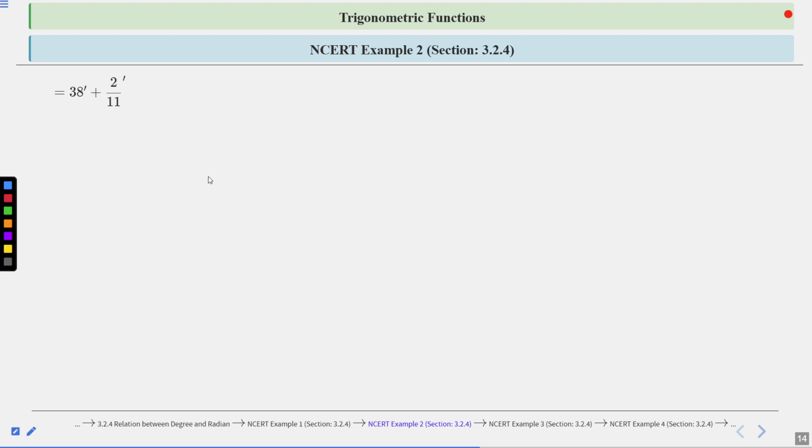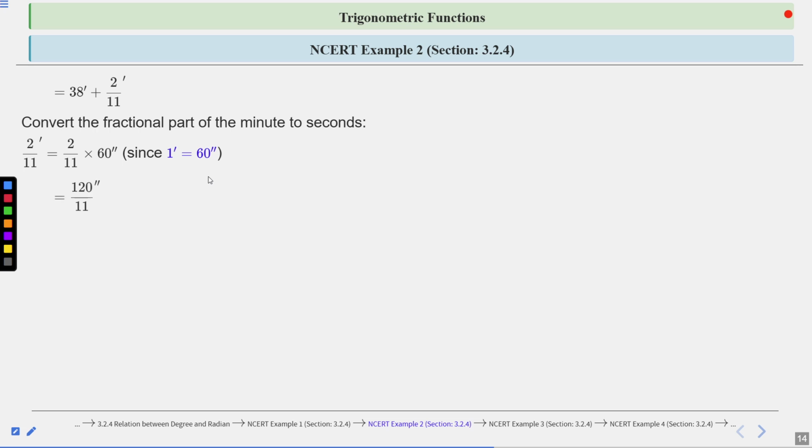One can also solve further for seconds. So now we are doing the fractional part of the minute into seconds. 2 by 11 minute is simply 2 by 11 times 60 seconds. Why? Since 1 minute is equal to 60 seconds. This gives me that 2 by 11 minute is 120 by 11 seconds, which if you divide, we are approximating to 10.9 seconds.